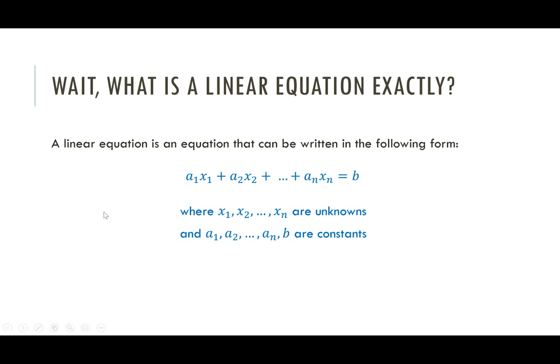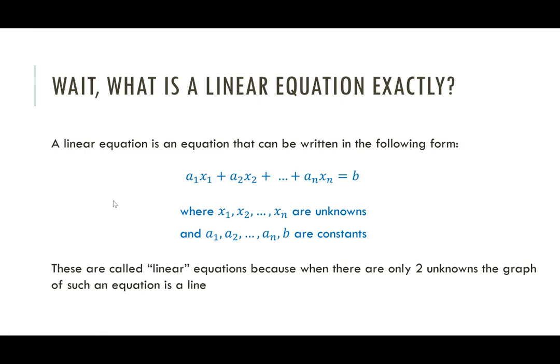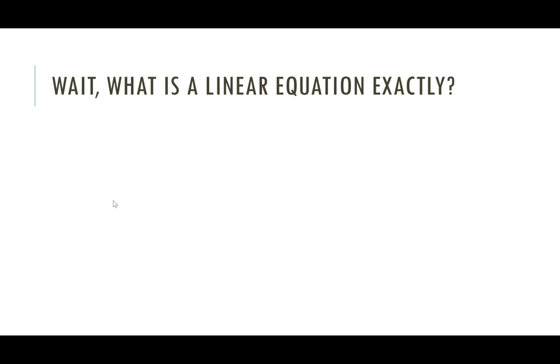Equations written like this are called linear because, well, when you only have 2 unknowns, like x1 and x2, which we would normally just call x and y, the graph of that equation is a line. So that's why these are called linear equations. But I just want to note, what happens if there are more than 2 unknowns? Do you still get a line when you graph that equation? Yeah, no, never. If you have more than 2 unknowns, it's never giving you a line.